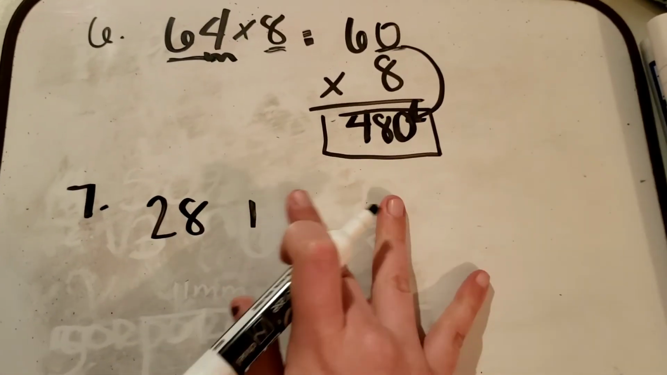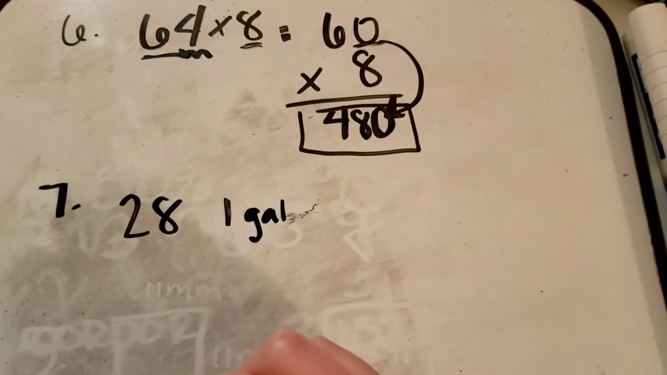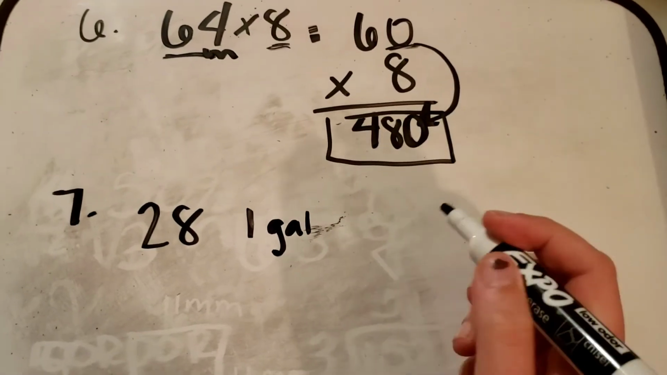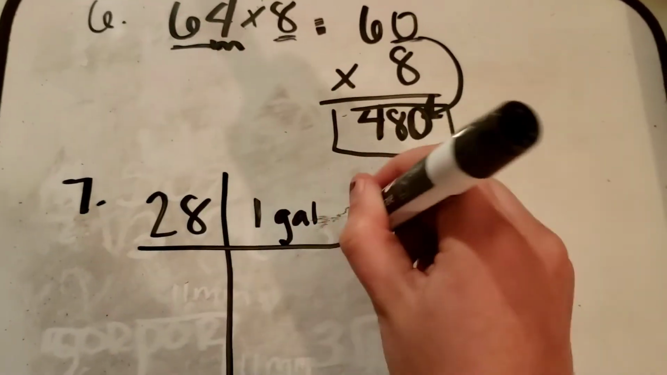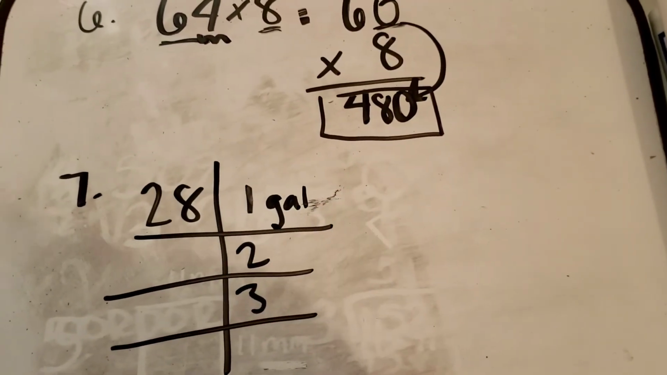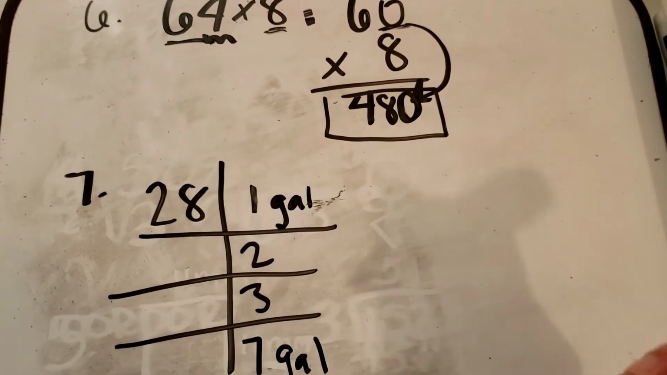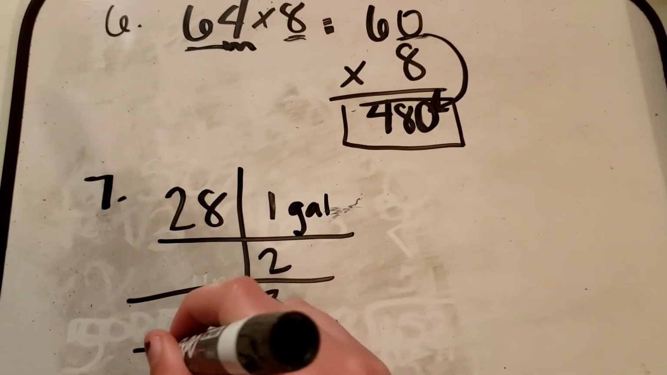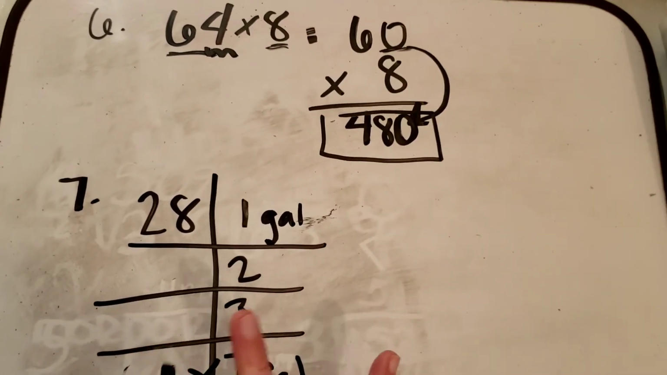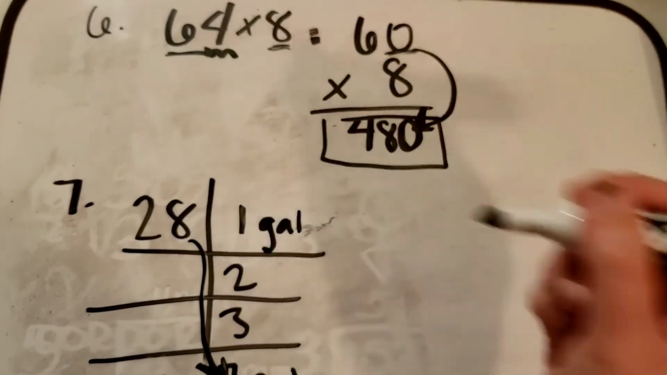All right, number 7 said, Chris's car could go 28 miles in 1 gallon of gas. So 28 miles on 1 gallon. We want to figure out how far could his car go on 7 gallons of gas. So it's kind of like those tables we've made. We could do 1, 2, 3, and so on until 7 gallons. And to figure it out, we would multiply 28 times 7.